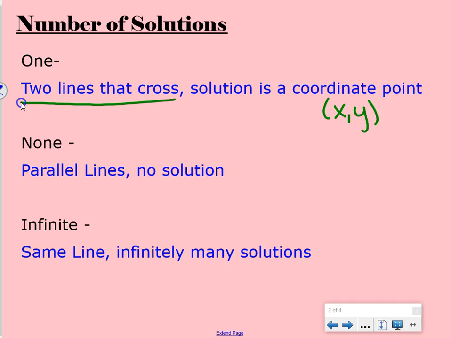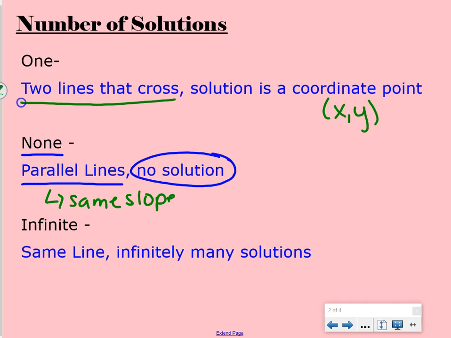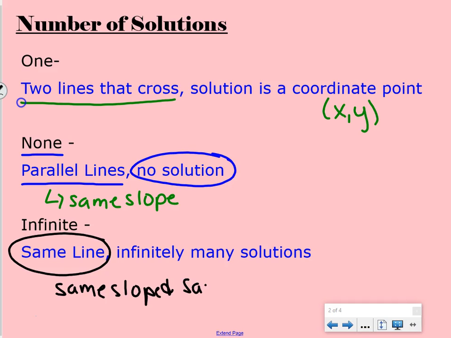If we have no solution, so none, then it is parallel lines and they have no solution. Parallel lines, as we know, have the same slope. So if we're looking at equations, they're going to have the same slope. Infinite solutions is when we have the exact same line. So for the same line, they're going to have the same slope and the same y-intercept. And we say they have infinitely many solutions.